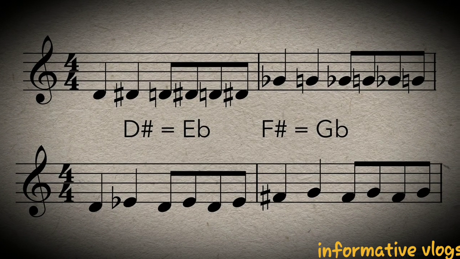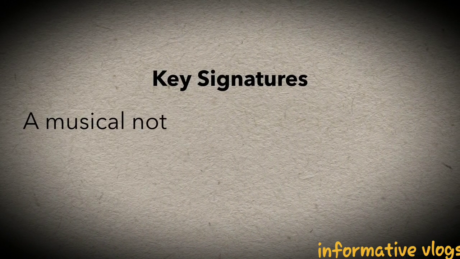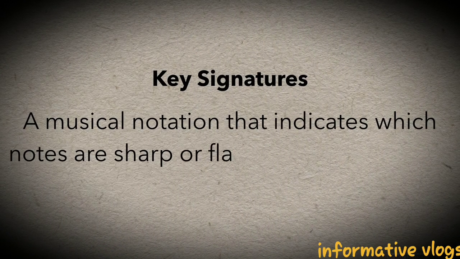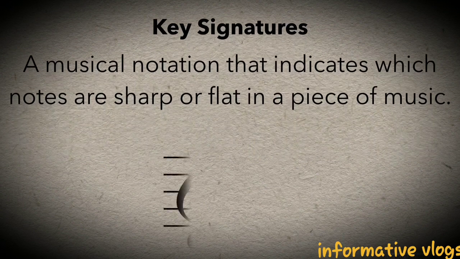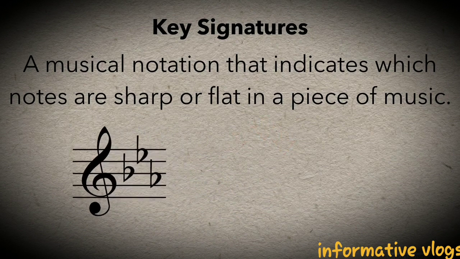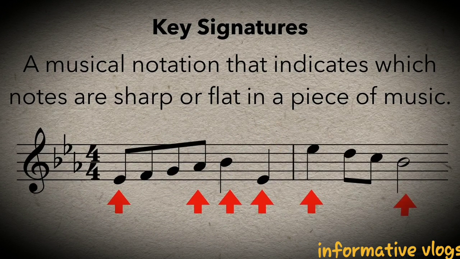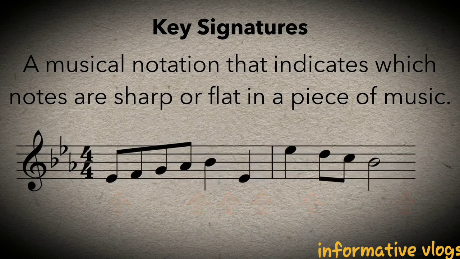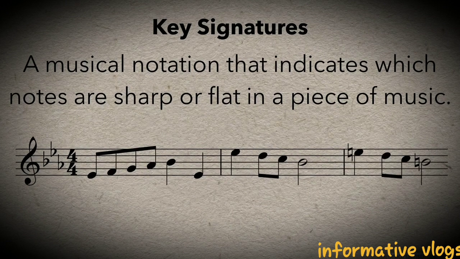The last thing is something called key signatures, which are a musical notation that indicate which notes are sharp or flat in a piece of music. For instance, this says that all B's, E's, and A's are flat. A notation like this affects all these notes. However, any note can be changed by adding accidentals, which would override the key signature. And that's just about everything you need to know about note naming.